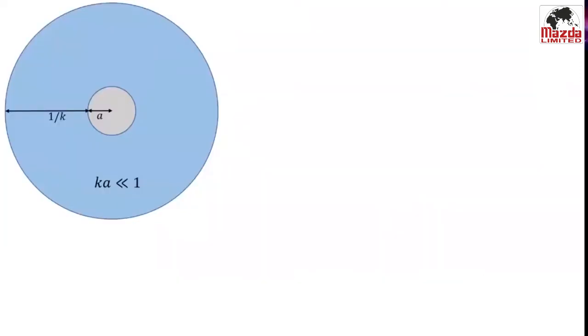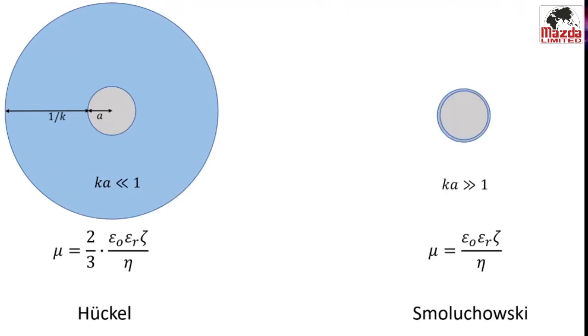Here's a schematic of a particle whose radius is a with a thick double layer. So 1 over kappa is large, which means kappa is small, and the ratio of the particle radius to the thickness of the double layer is simply kappa a. For small kappa a, the Huckel equation relates the electrophoretic mobility to the zeta potential. Epsilon sub r is the dielectric constant of the liquid, and eta is the viscosity. You may be familiar with the Huckel equation, depending on which instrument you use.